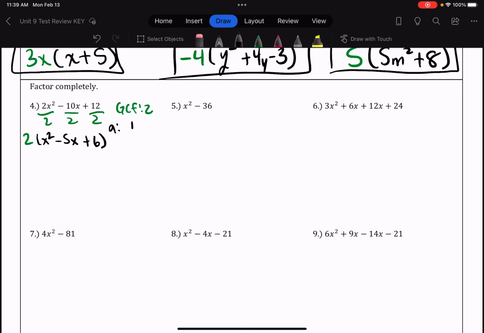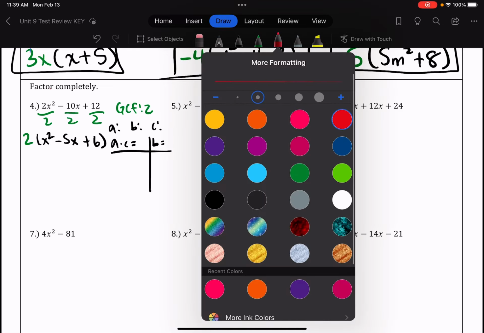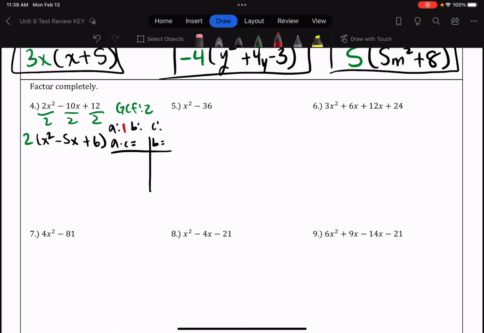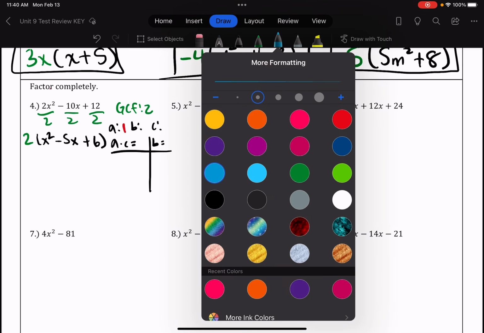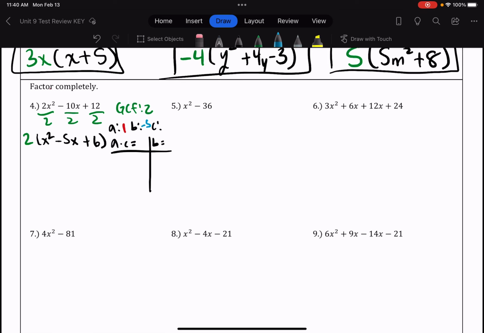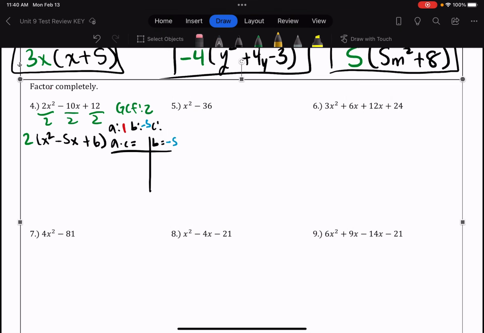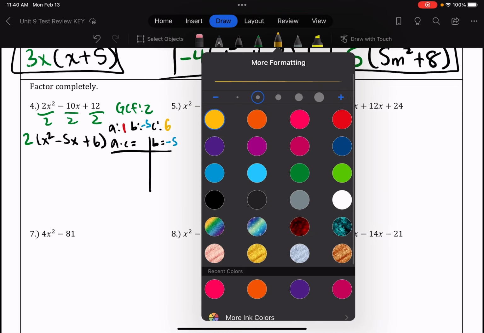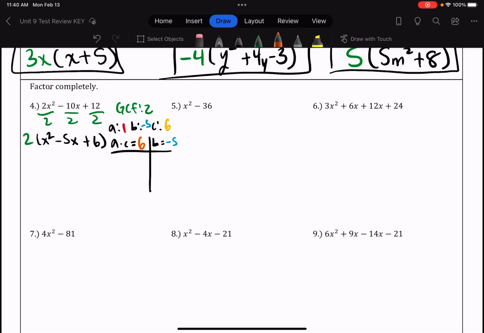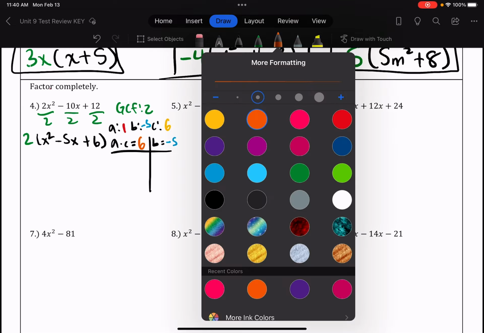And now I need to make my chart. I've got to list out my A, my B, and my C values. I've got to find A times C, and then figure out two numbers that multiply to A times C and add to B. With my A value now being 1, my B value is -5, and I have a C value of 6. So I need these numbers to multiply to a positive 6, but add to a -5.